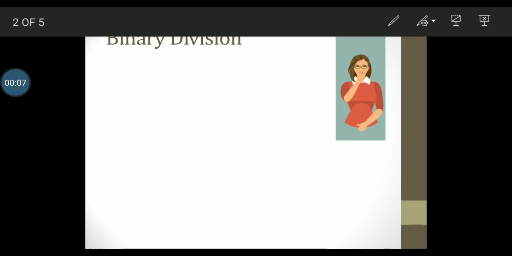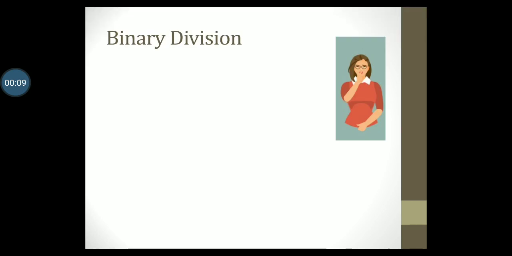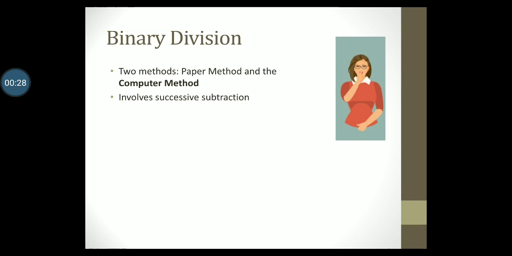We are in the process of studying binary arithmetic, in particular binary division. There are two methods for dividing in binary, the paper method and the computer method. In this video, we will learn the computer method for dividing two numbers. This method involves successive subtraction. So you have to be able to subtract in binary.